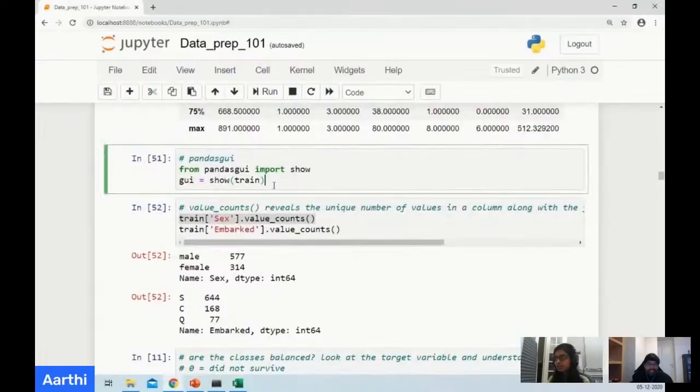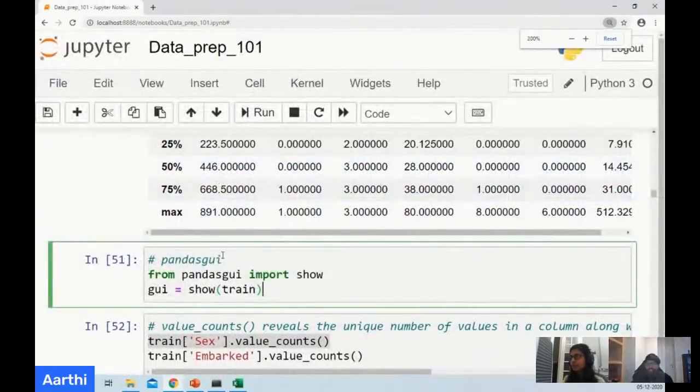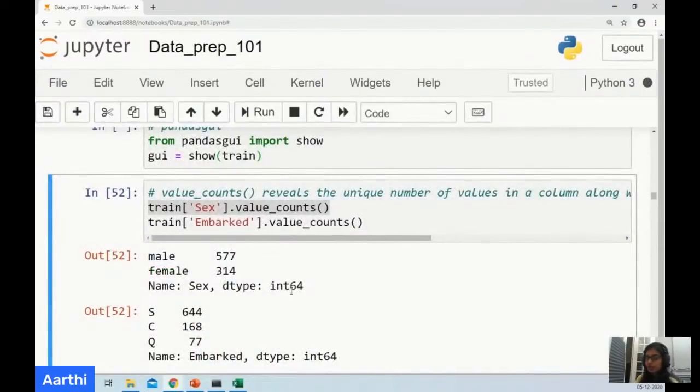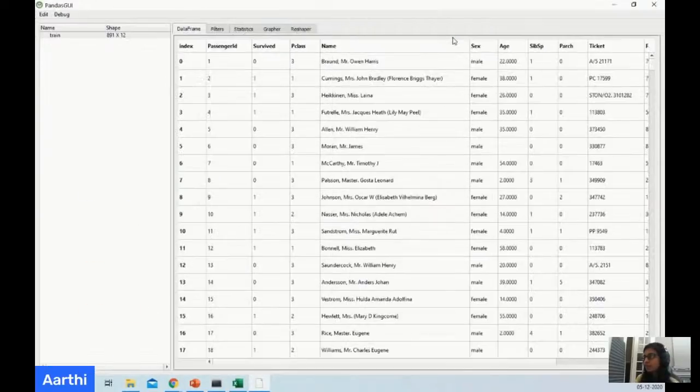So pandas GUI is another package that we have. We import show from pandas GUI, and then we use show of our data sets, so train, DF, whatever your data set name is. The moment you do that, it is going to give a pop-up, which is nothing but, instead of looking at it in a Jupyter notebook, you look at it in a better user interface screen, like how you do it in your Excel file.